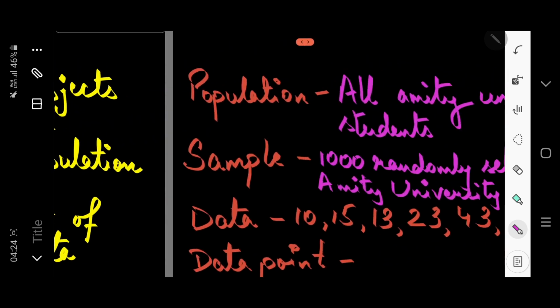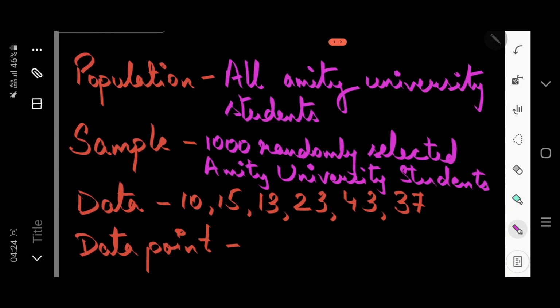So let's see this with an example. We have taken Amity University as a study, like we are doing a study in Amity University. So we can say that the population is all Amity University students, as it is a set of all objects under study. Then what will be the sample? Then we can say that 1000 randomly selected Amity University students, that is our sample for the study.